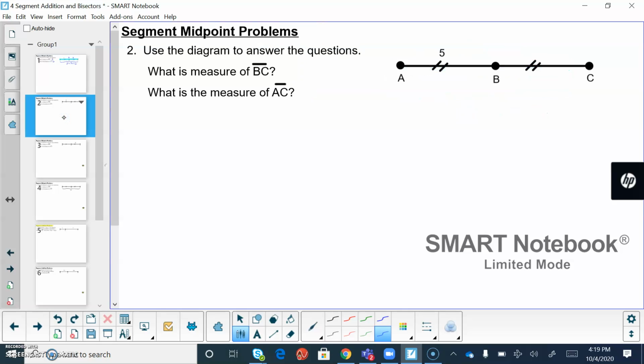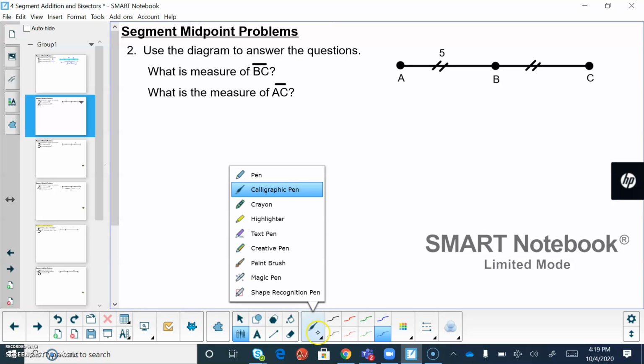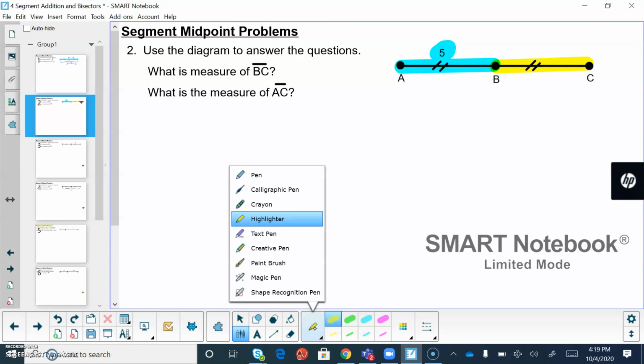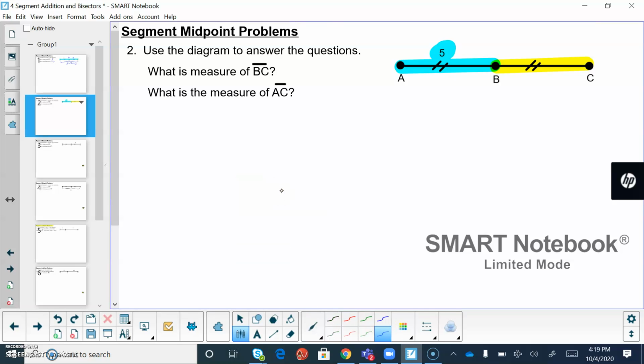Let's look at example number 2. And it's the one that's got the hash marks in it already. It says use the diagram to answer the questions. So in this diagram, they're showing me that line segment AB is equal to 5, but they're also showing me that line segment BC is equal to line segment AB because they have a matching set of 2 tick marks on each of them. So since I know that AB is 5, I now know that BC is also 5.